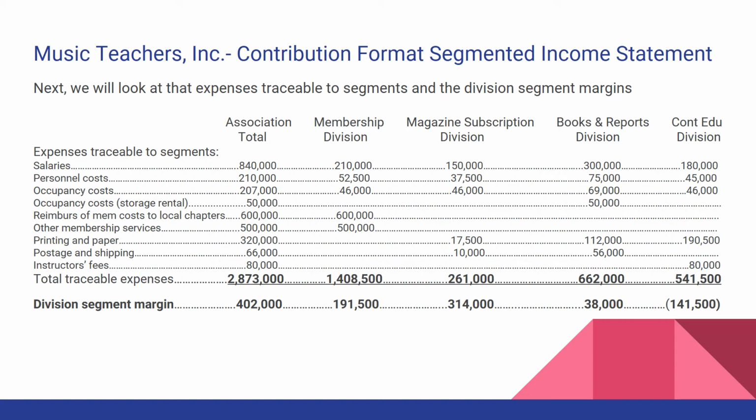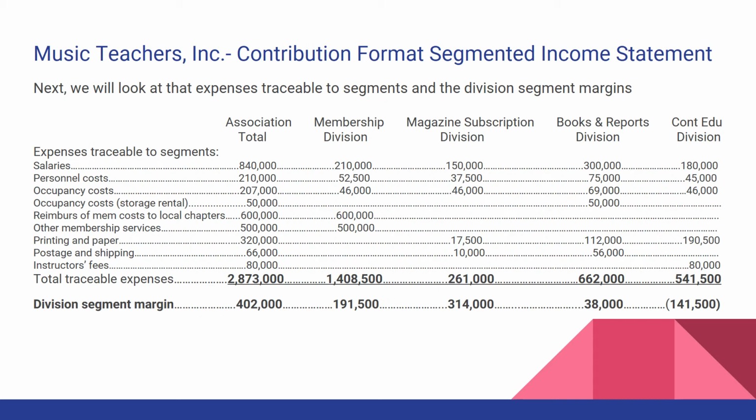Now personnel costs, there were $210,000 in costs that were traceable to particular segments. So based on the earlier data, we know that personnel costs are calculated by taking 25% of the division's salary costs. So if we do that for membership division, 25% of the 210,000 for salaries was 52,500. Same with magazine subscriptions, 25% of 150,000 was 37,500. And so on. For books and reports, 75,000, and continuing education, 45,000.